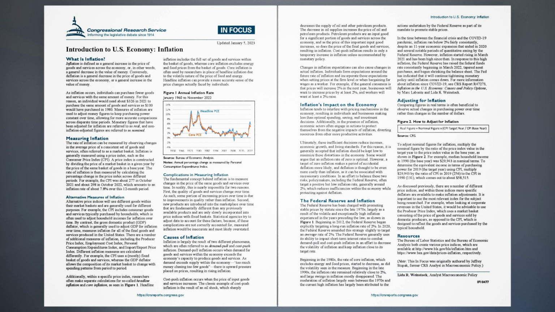Measuring inflation. The rate of inflation can be measured by observing changes in the average price of a consistent set of goods and services, often referred to as a market basket. Inflation is generally measured using a price index, such as the Consumer Price Index, CPI. A price index is constructed by dividing the price of a market basket in a given year by the price of the same basket of goods in a base year. The rate of inflation is then measured by calculating the percentage change in the price index across different periods.